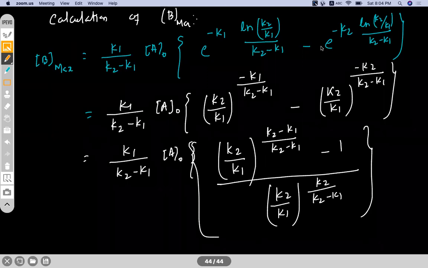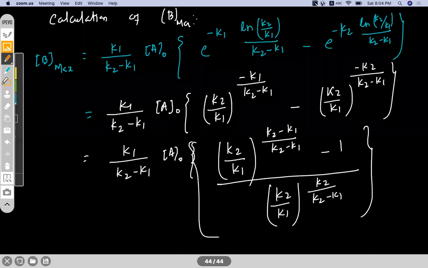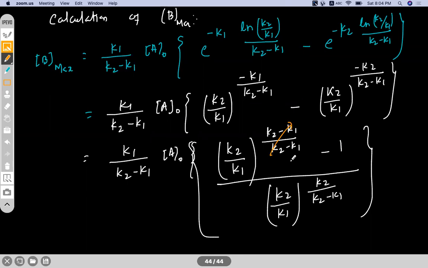No doubt. Okay. Simple, it's not that tough. The expression looks a bit tough, but it's not that tough. This cancels, okay? Now, when you take this LCM here, the numerator becomes K2 minus K1 by K1, correct?